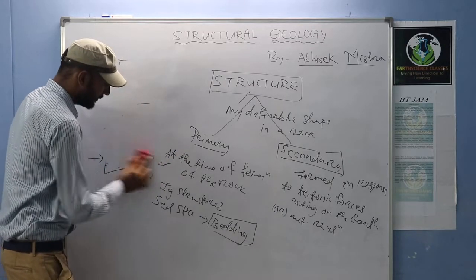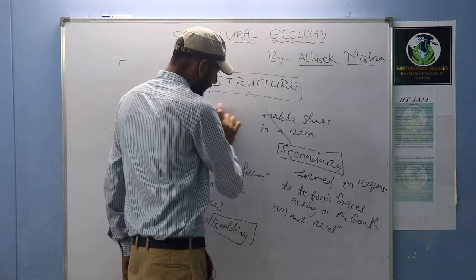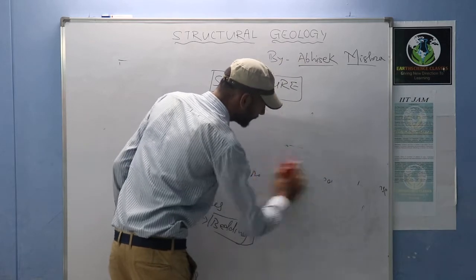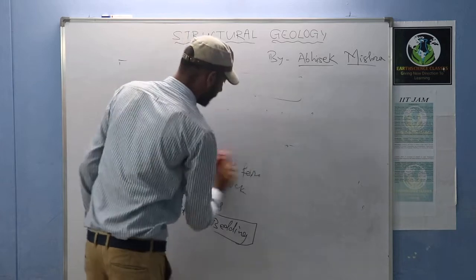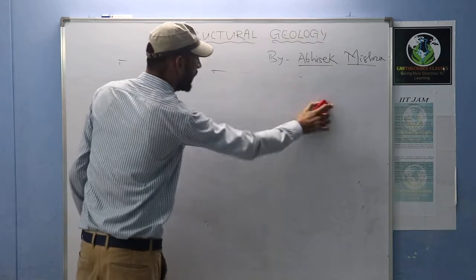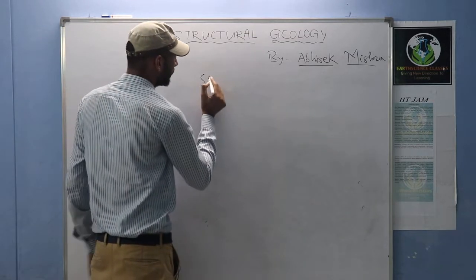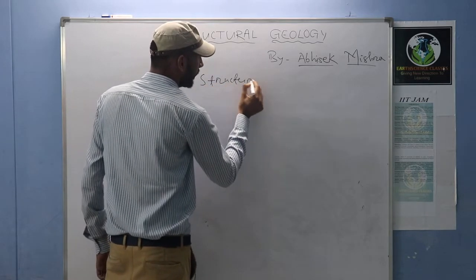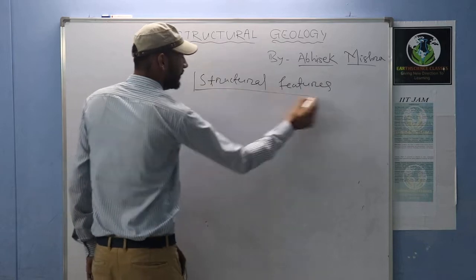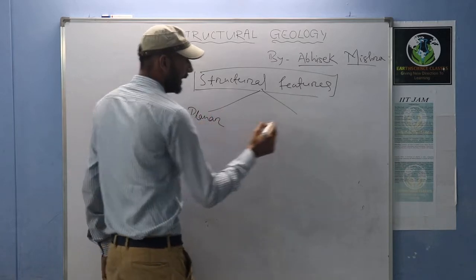Now, we have covered what is structure and how many types of structures there are, as I have told, primary and secondary. Then we will go to structural features. So how many types of structural features are there? You can see structural features can be broadly divided into two types: planar features and linear features.